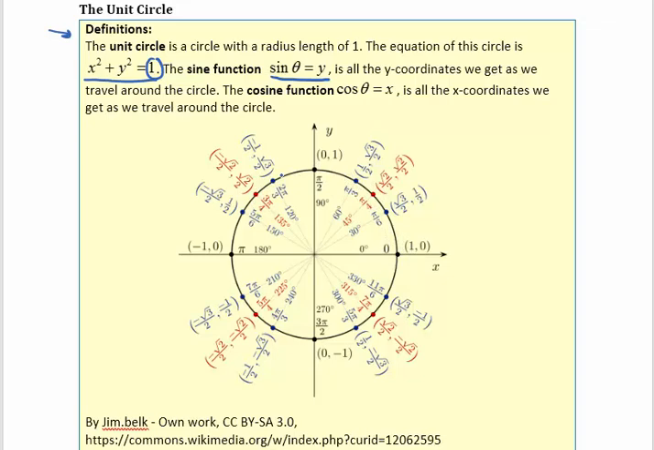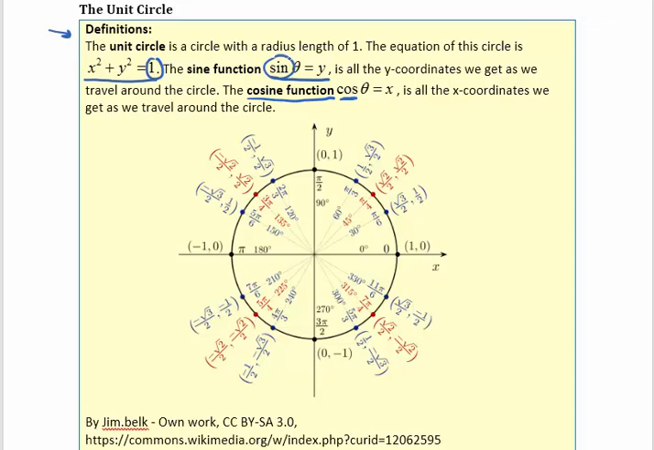And so that's what a trig function is. It's defined to be just these y coordinates, at least the sine is defined to be just these y coordinates as we travel around this unit circle. Okay? The cosine function, abbreviation for that is COS, and sine is SIN.